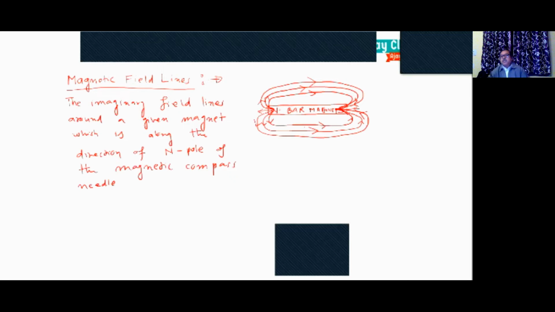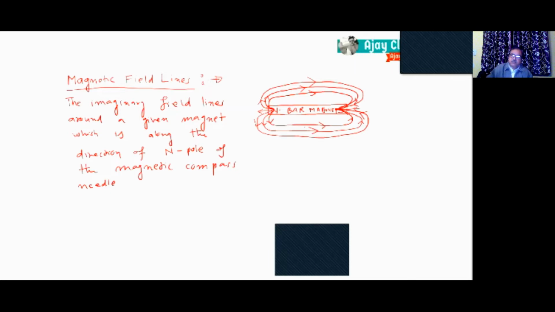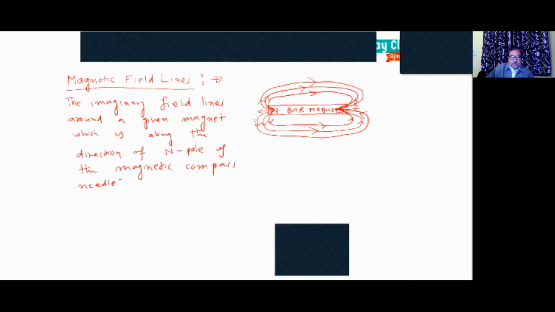So imaginary field lines arising from the north pole of the bar magnet are always directed toward the north pole of the magnetic compass, which is free to move. It is the north pole of the magnetic compass needle, which is free to move. So field lines are decided according to the movement of the magnetic compass needle's north pole.